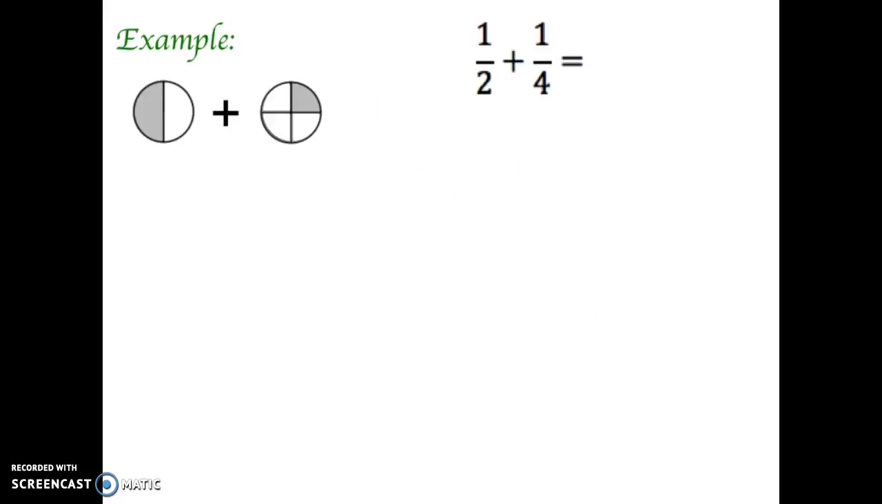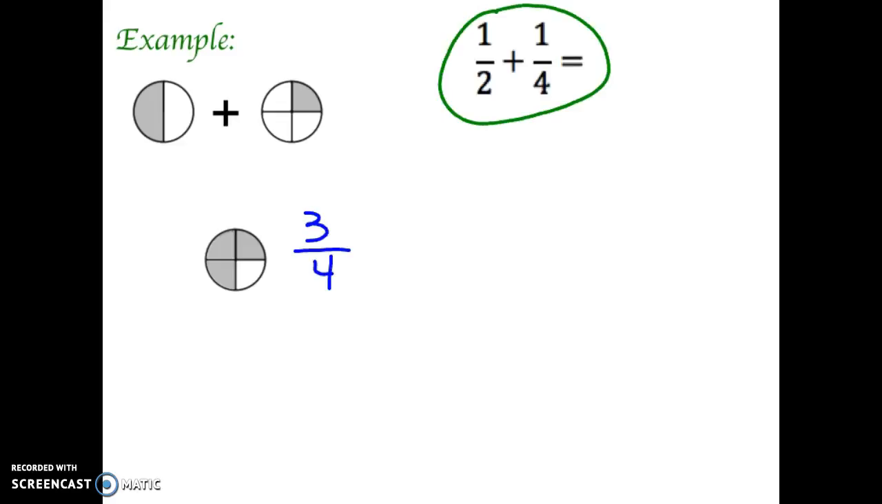Now, when we start doing ones that have different denominators, here we have 1/2 plus 1/4. This one's not too bad because we can take the 1/2, we can take the 1/4, we put them together. We see that we make one circle with 4 equal sections. 3 of them are now shaded in, so our answer should be 3/4. The question becomes, how do we get 3/4 from our 1/2 plus 1/4?